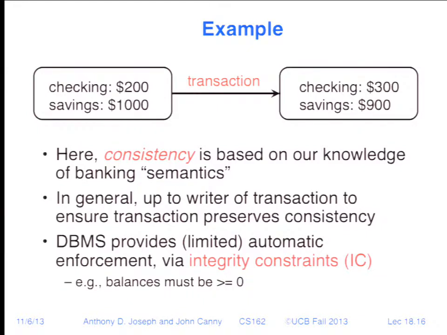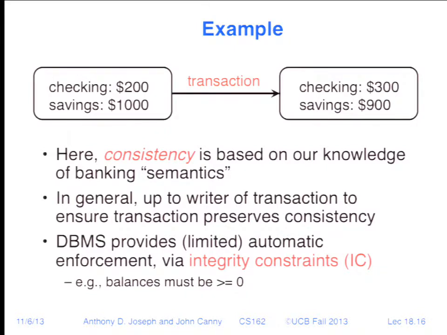So the consistency here is that the total balance is $1,200. Now, checking the total balance is actually not one of the consistency constraints that you can write down. So in this case, it's up to the writer of the transaction to make sure that a debit from one account matches a credit to the other. The database provides some facility to check the results of queries, but it's limited to single rows of the table. So things like balances being non-negative can be added as an integrity constraint, but not that two rows somehow match each other or have a common sum.